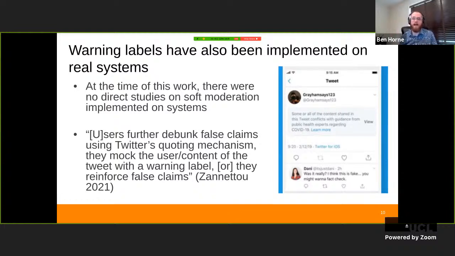This is a complex interaction, right? Users are doing lots of things. There's some effectiveness where people are actually further debunking the claims using Twitter's quoting mechanism. And then you're also seeing people sort of reinforce the false claims. So all of this is to say that this is a complex area that warrants more investigation.